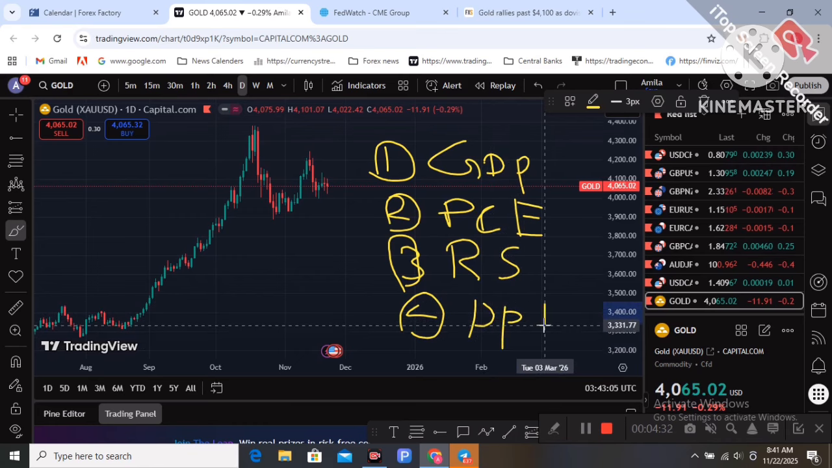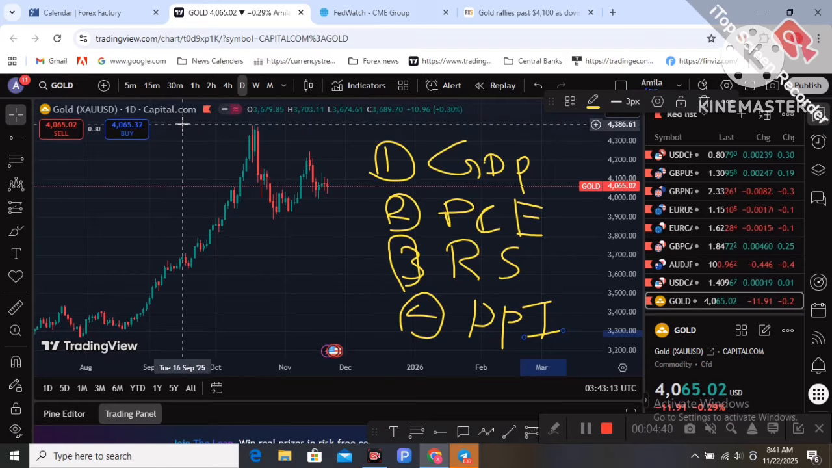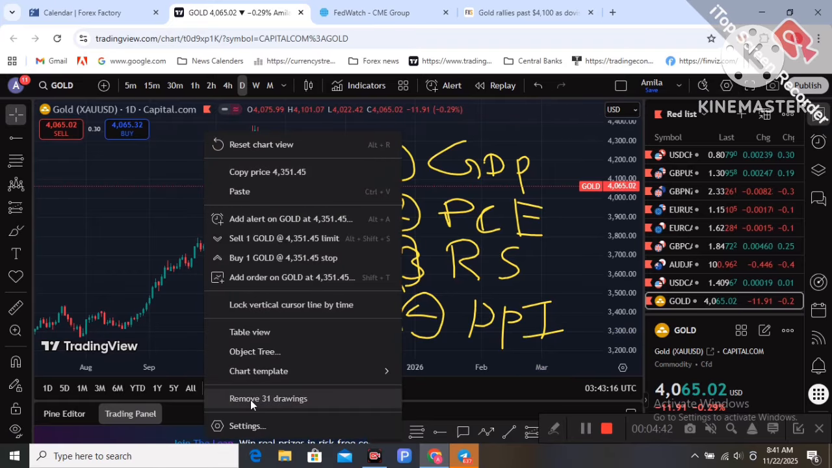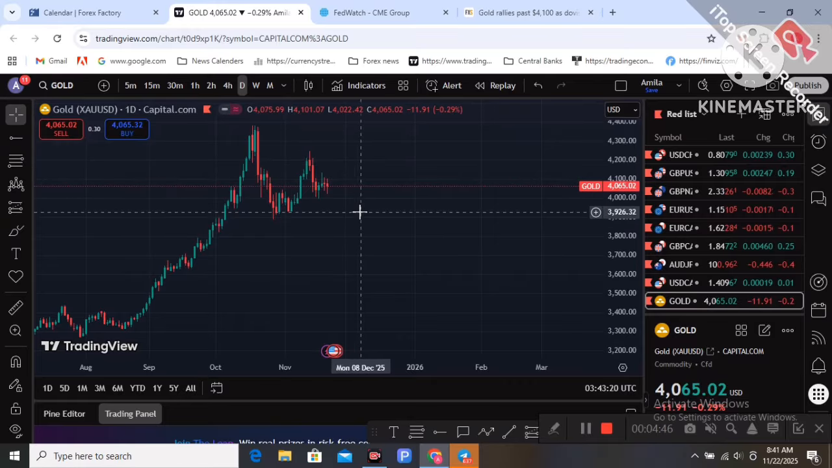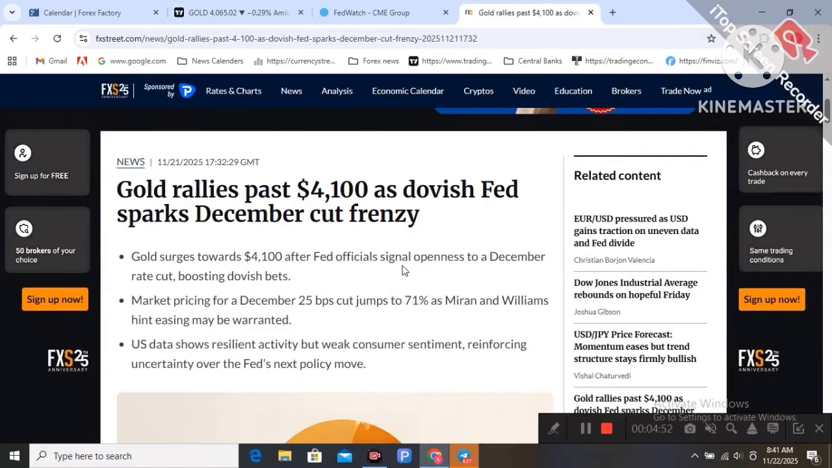GDP, PCE, retail sales, PPI, more important economic data regarding the US dollar will be released next week. If you are trading gold, you should watch this economic data regarding the US dollar. Next week has more important economic events and data. The FX Street website mentioned something interesting there.